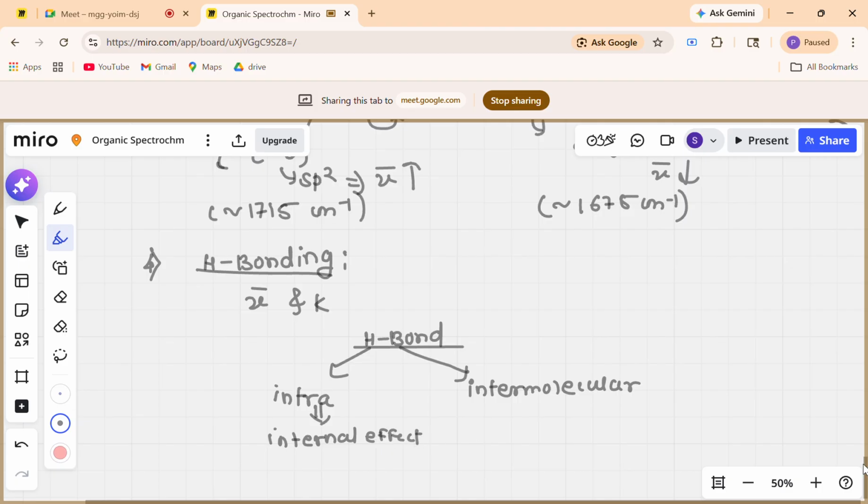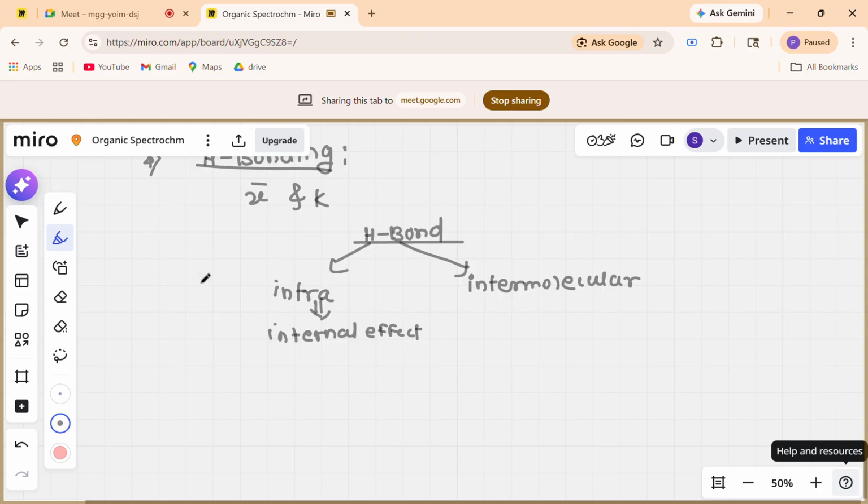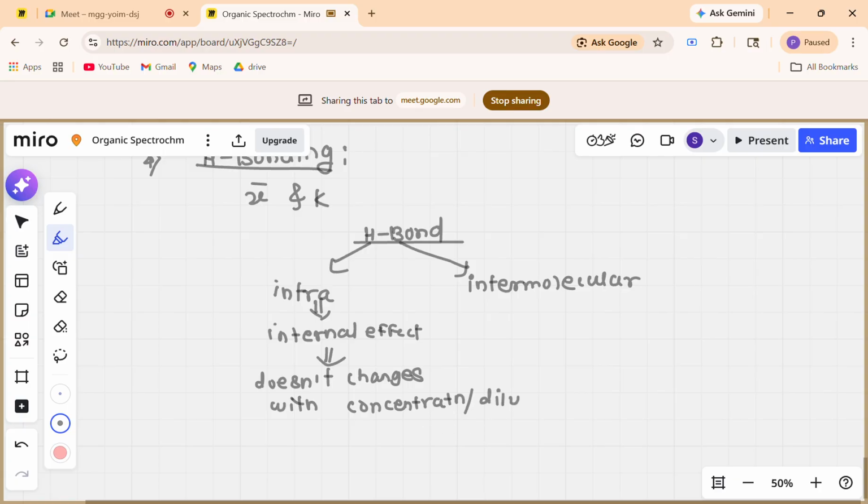If there is intramolecular hydrogen bonding, it is an internal effect, right? So even if you increase or decrease the concentration of the particular molecule in your solution or corresponding system, it is not going to affect it. So intramolecular hydrogen bonding is an internal effect, and that is why it does not get affected or does not change with concentration or dilution.